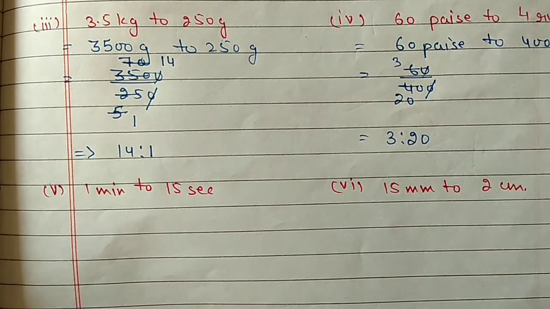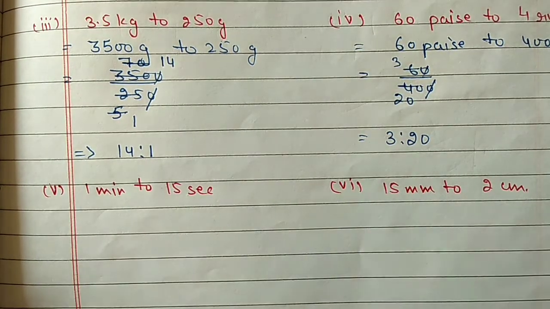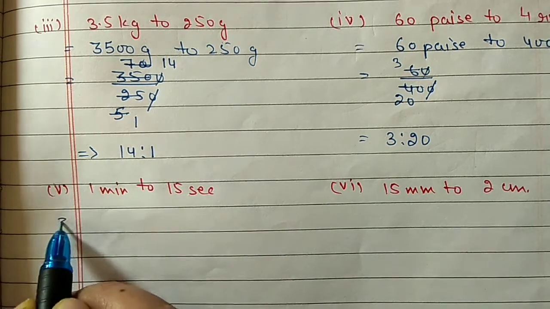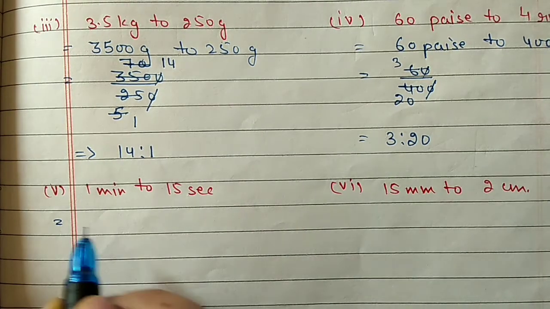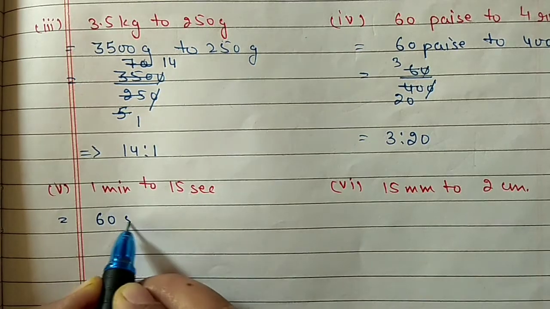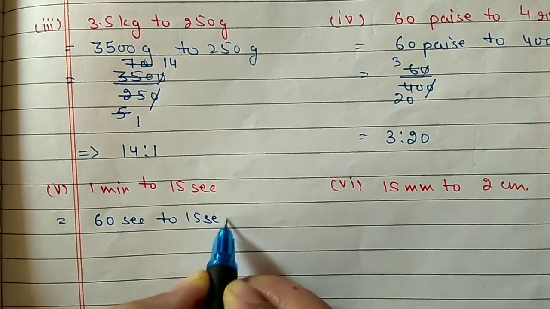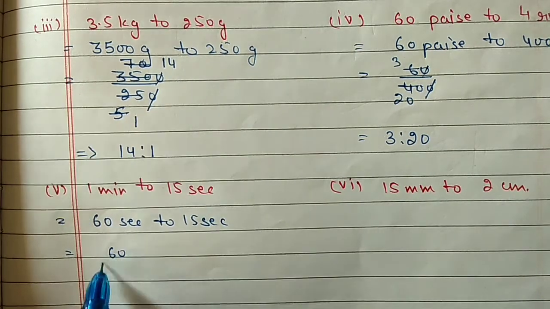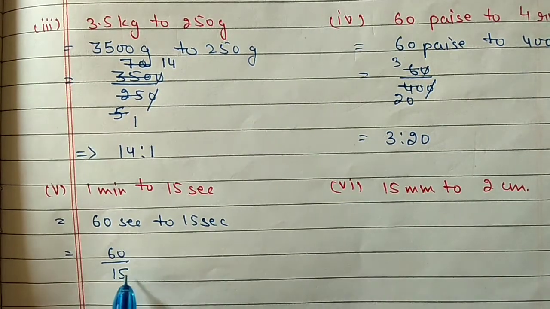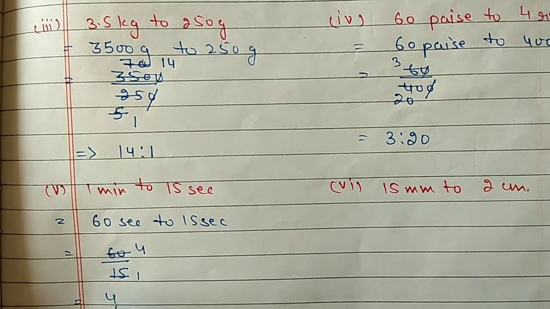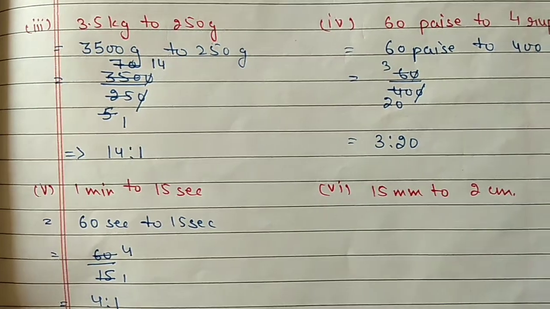Fifth part, 1 minute to 15 second. Here also minute is the bigger unit, second is the smaller unit. So minute we can change into second. 1 minute is equal to 60 second, to 15 second. Then do the cancellation. 60 by 15. 15 4s are 60. So the answer is 4 is to 1.